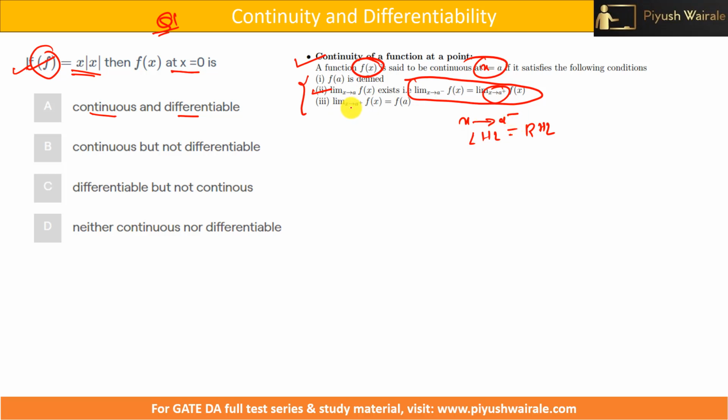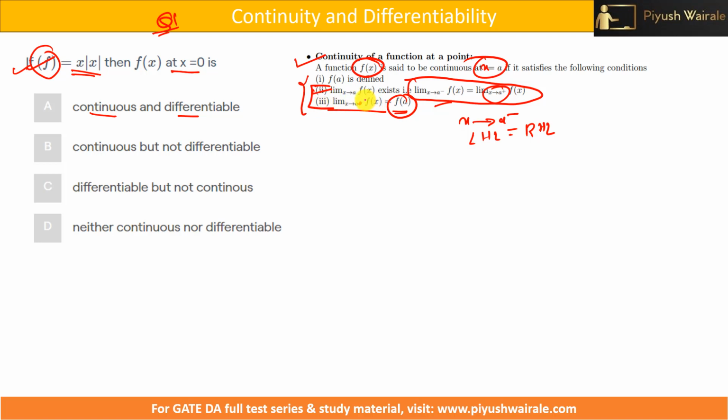And then limit x tends to a, f of x equals f of a. So the value of that limit must be equal to f of a. If I just replace x by a, I should get f of a as a value, and it should be equal to the limit of this particular function. So the simple thing is that for any continuous function, you just need to satisfy the second and third points. The limit should exist, and the value of that limit should be my f of a. So for every function to be continuous, there are only two requirements.